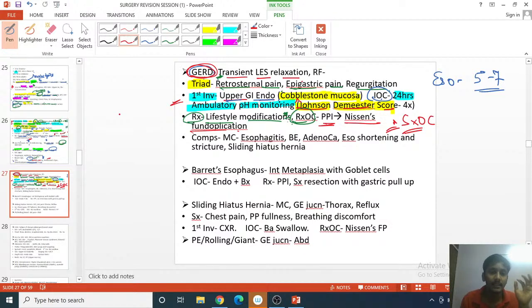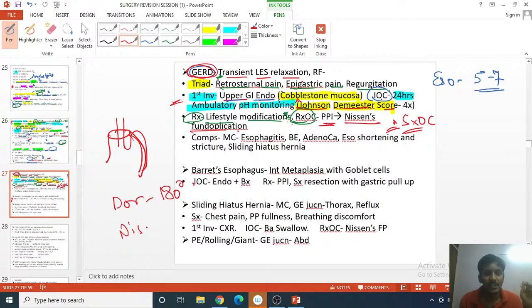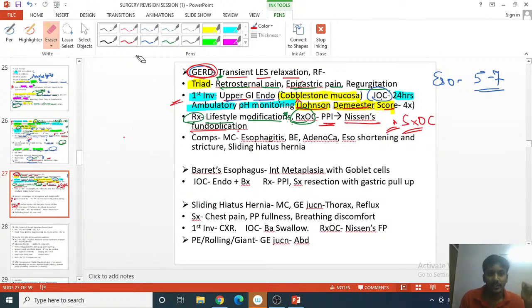So remember Nissen's 360 degree fundoplication. So what does fundoplication mean? This fundus, the gastric fundus, is pulled up and tied around the esophagus. So this is how your stomach would look. So this is known as fundoplication. Okay, so remember, Dor is partial fundoplication which is 180 degree and Nissen's is complete fundoplication, that is 360 degree. Please remember, at least remember these two. Dor is 180 degree performed in achalasia cardia. Nissen's is complete 360 degree performed in GERD. Please remember.